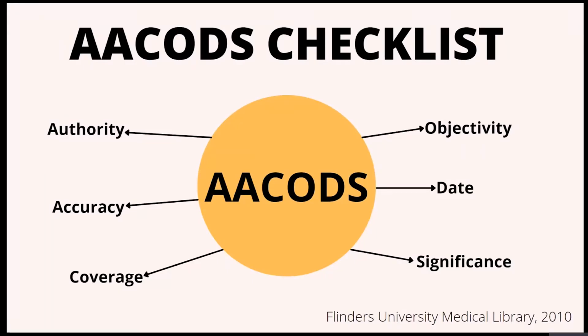Now, the main checklist we're going to focus on is the AACODS checklist, which was created by the Flinders University Medical Library in 2010, and it was created specifically to use for appraising grey literature. The abbreviation stands for authority, accuracy, coverage, objectivity, date, and significance. You can find the checklist on the Flinders University website. The only exception is related to unpublished clinical trials, where you may prefer to use a different checklist. We'll come on to this later in the video.